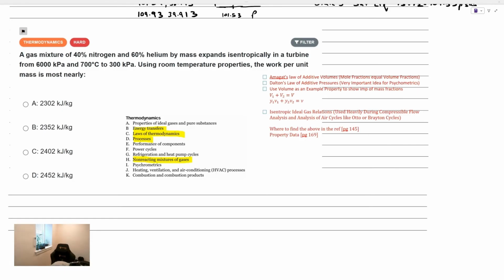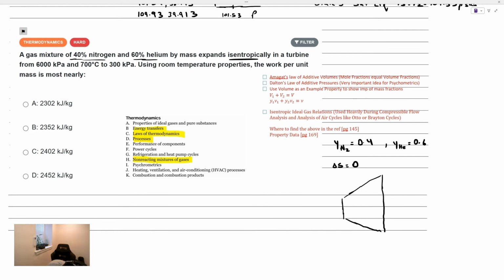In this problem here, we have a gas mixture, which is 40% nitrogen and 60% helium by mass. So those are the given mass fractions denoted by y. y of N2 is equal to 40%. y of helium is 60%, and it expands isentropically. So we know that the change in entropy is equal to zero, or we have a constant entropy. It's expanding in a turbine. So a turbine is an expansion device, and it's going to produce some work output.